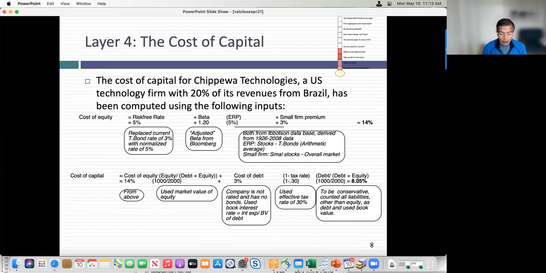Now to get to cost of capital, I take that cost of equity. I compute a cost of debt, because the company doesn't have a rating, by taking what's called a book interest rate, which is just dividing the interest expense by the book value of debt.